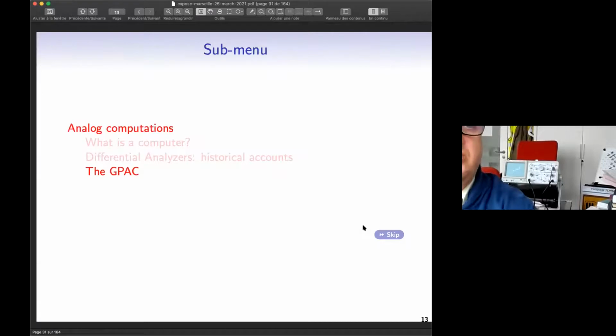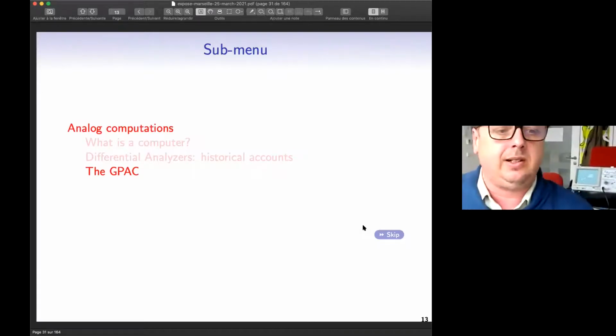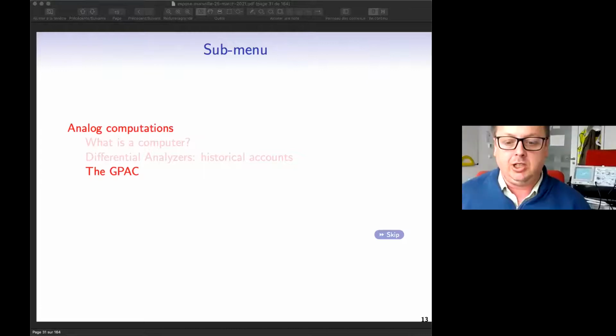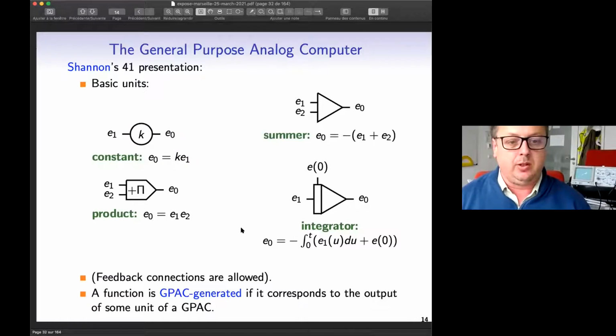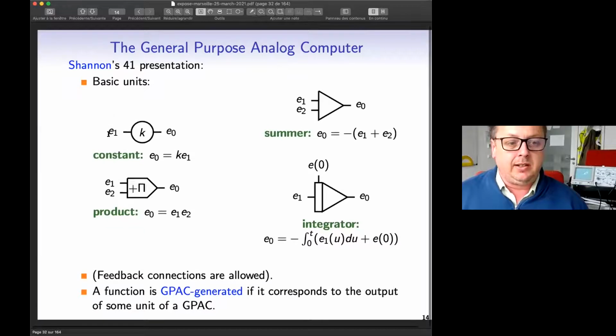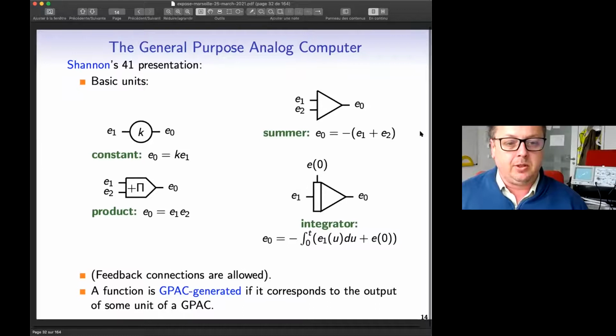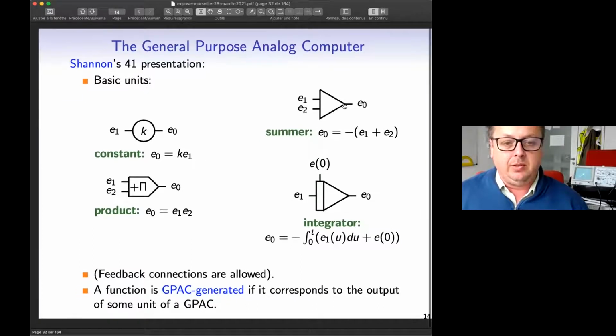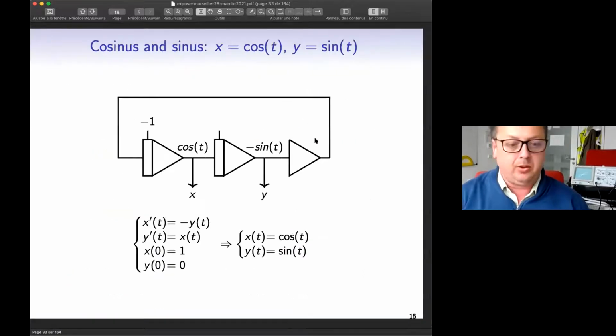Okay, so just a few words about this GPAC in short. The idea of Shannon was to realize that basically in this differential analyzer, you have 4 types of units: constants, additions, products, and integrations. They work over continuous quantity, and a constant is just multiplying the input by some constant. Summers add 2 inputs to get the output. Actually, this is minus the sum, but it's not so important, this minus.